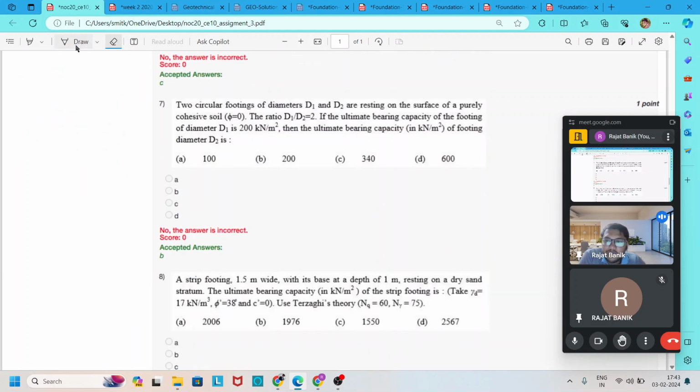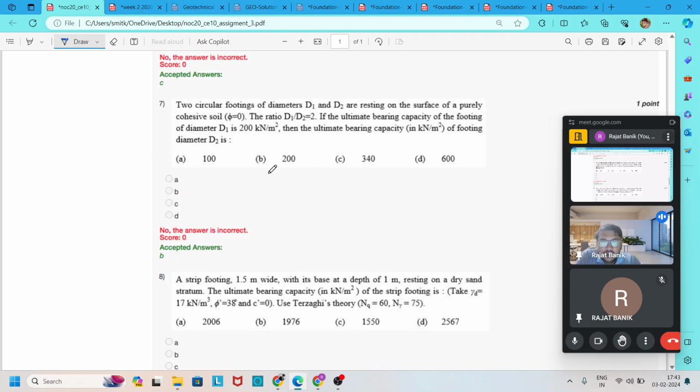Now we solve question number 7. Try to solve question number 7. In question number 7, it is given that two circular footings of diameter d1 and d2 are resting on the surface of a purely cohesive soil, that is phi is equal to 0. The ratio d1 by d2 is given as 2, and the ultimate bearing capacity of the footing of diameter d1 is given as 200 kN per meter square. Then find the ultimate bearing capacity of the footing of diameter d2. It is a very simple problem.